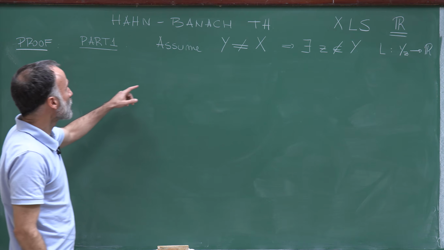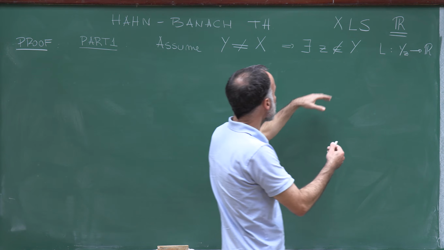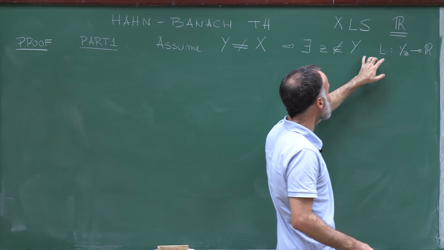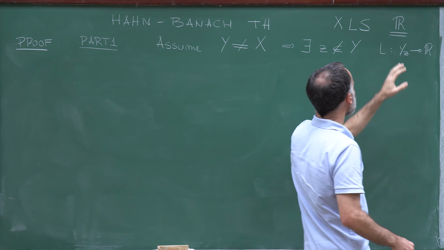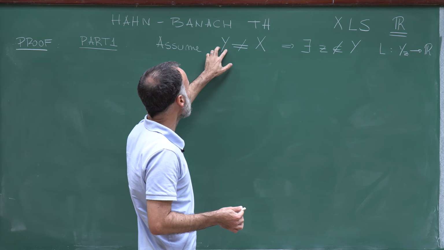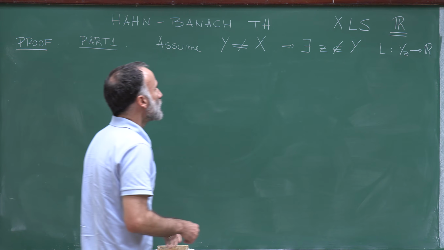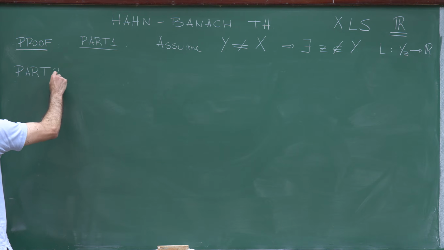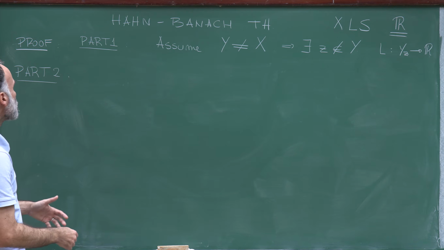So in the first part, what we proved is that if Y is different from X, I can always extend L: I take a point z which doesn't belong to Y, and I can always extend L to the space generated by Y and z, keeping all three properties we need, which means linearity, the fact that L coincides with the functional defined on Y, and that L is bounded by P. Now, in part 2, we will use Zorn's lemma to show that this allows us to extend L to the whole space.